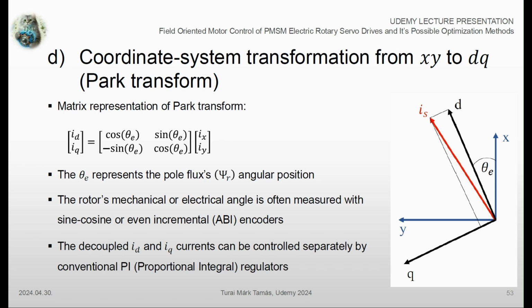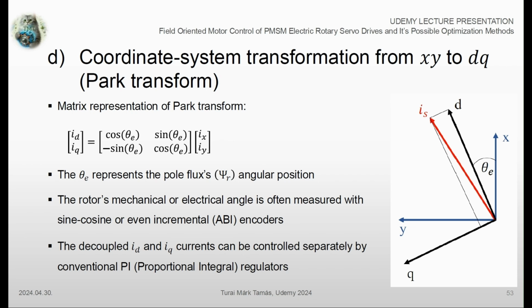The basic idea behind the Park transformation is to express the relevant direct and quadrature components with respect to the relative position of the d-axis to the x-axis, considering the input x and y current components. The product of the relevant trigonometric functions and measured phase currents are pointing to the appropriate direct or quadrature direction based on which scalar equation we are looking at. So, all in all, the Park transformation is responsible to represent the measured phase currents in the rotating reference frame that is tied to the rotor of the PMSM motor.